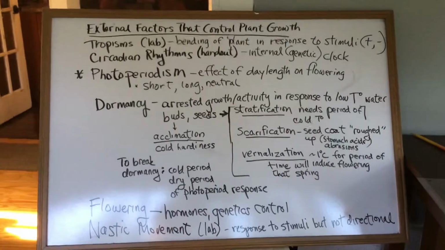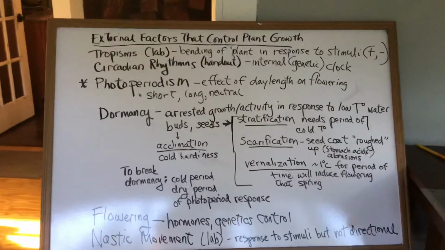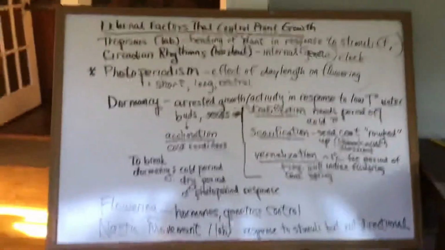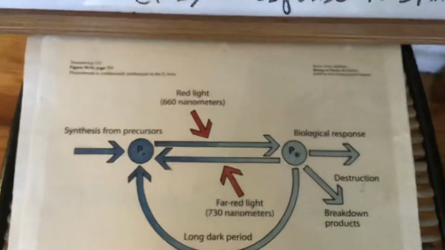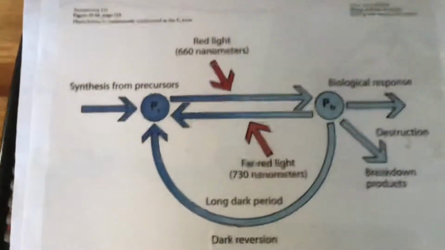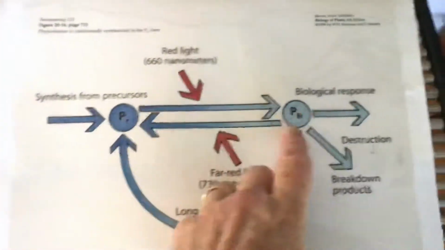Photoperiodism is the effect of day length on flowering. So we have short day plants and long day plants, and we have day neutral plants. So let's talk about photoperiodism and how it works. The main thing is that the plants have photoreceptors that have pigments in them, and they are labeled here PR and PFR.